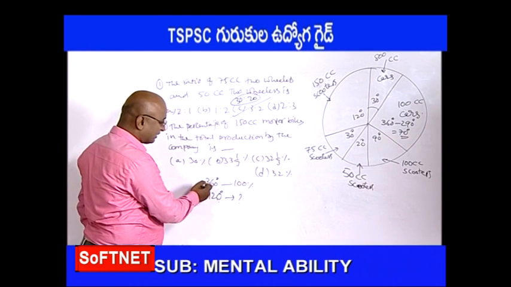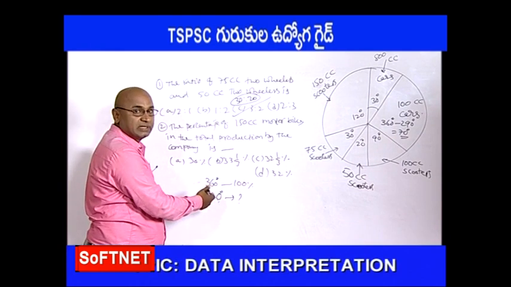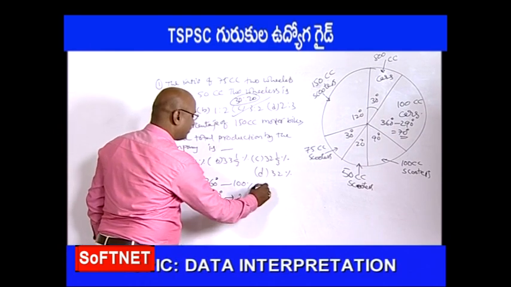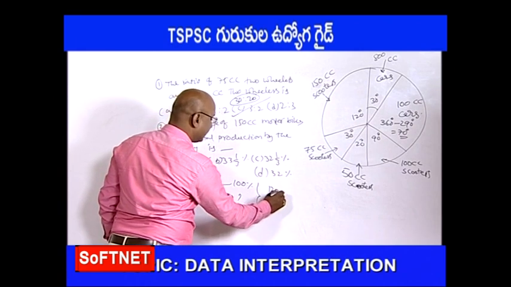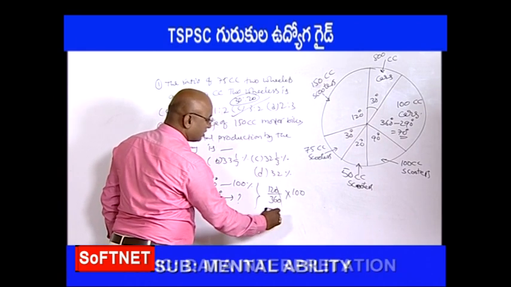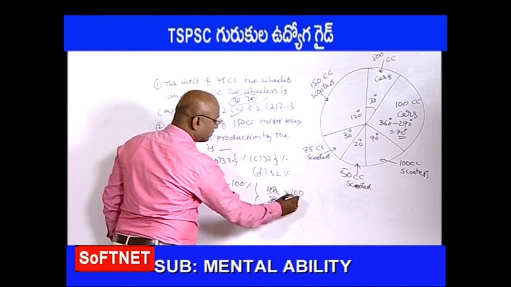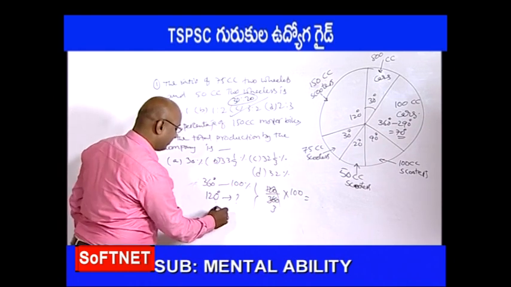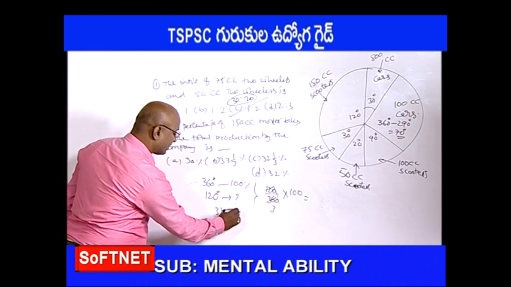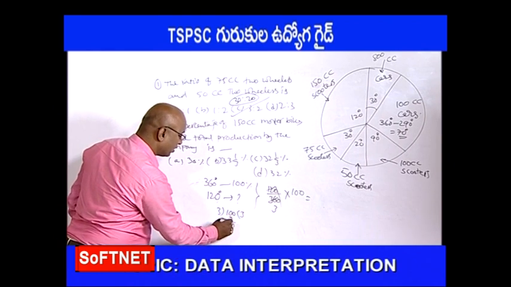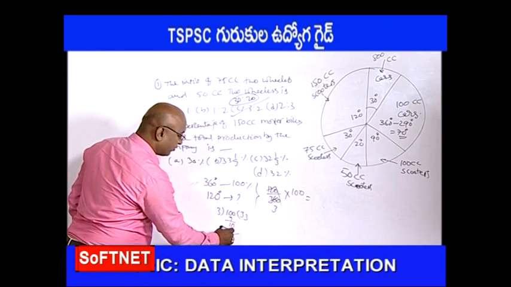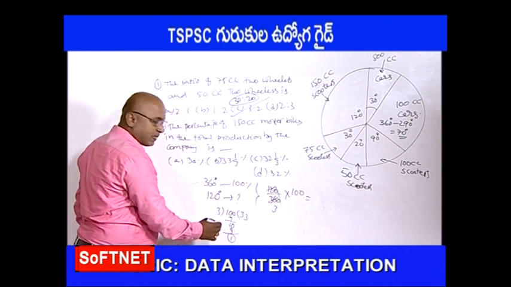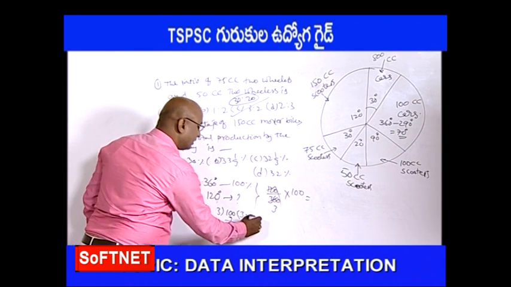So 12 ones, 12 threes. Got it? This is in the 1/3 proportion, or 120 by 360 into 100, 12 ones, 12 threes, that is equal to 100 by 3. What is the value of 100 by 3? 3 threes are 9, 1, 0, 3 threes are 9, 1, so the remainder is 1. The fraction will be like this.